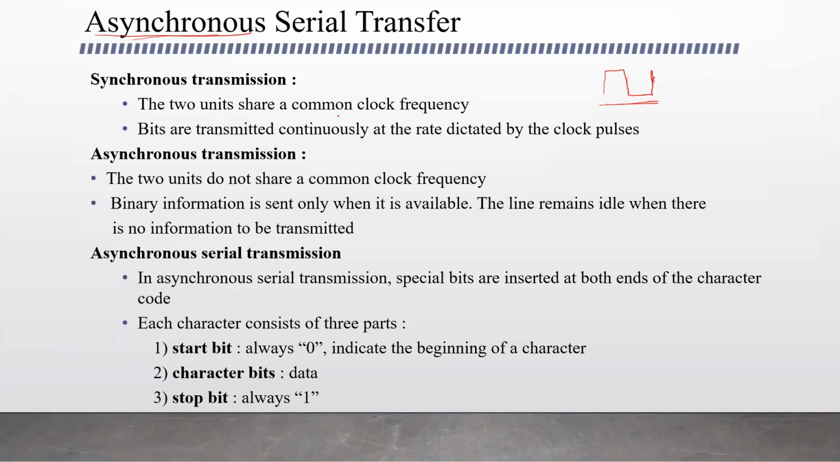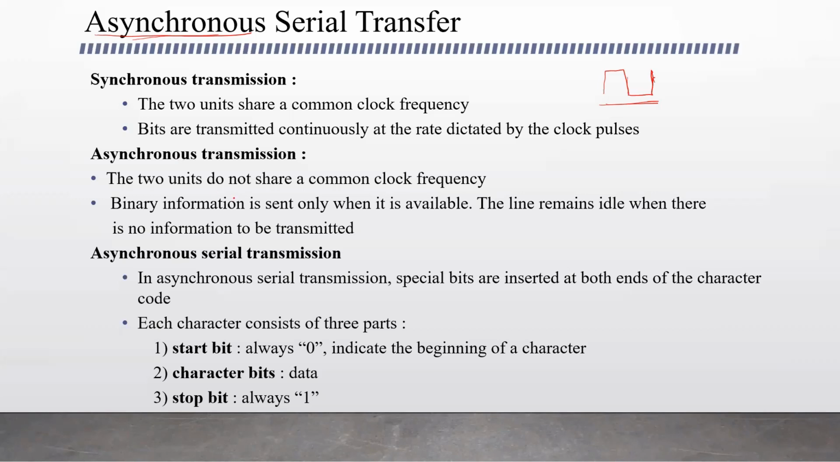The two units share a common clock frequency, and bits are transmitted continuously at the rate dictated by the clock pulses, as both the units are synchronized by the same clock. Once the transmission starts, the units are synchronized and the sender keeps sending the data bits and the receiver keeps receiving. It is done at the same speed, controlled by the same clock. So this is synchronous transmission.